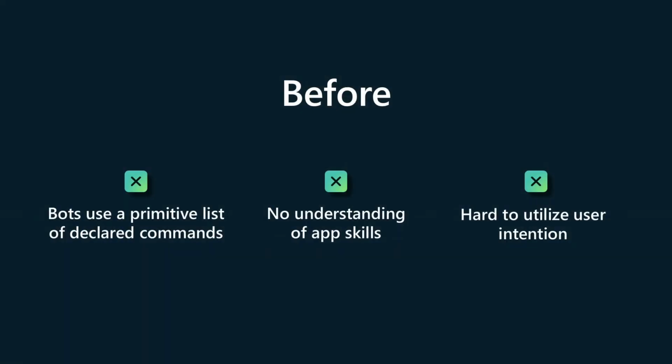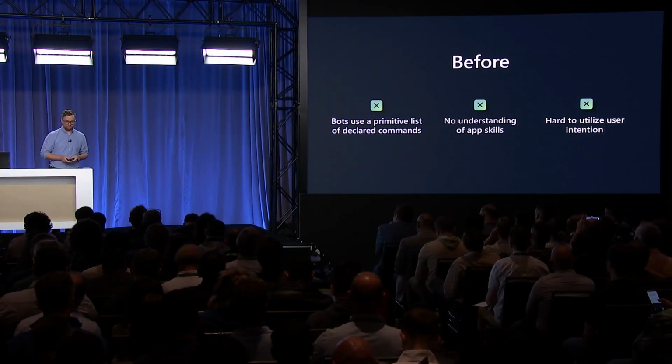Before we dig a little deeper, let's talk about how we got here. In Teams, we've had bot support right from the start. But building bots that feel natural to interact with has been a bit of a challenge. Most bots rely on a limited set of declared commands, which can feel primitive and restrictive to use. Your users have to understand these to interact with your app's skills. And unfortunately, until now, developers have had difficulties mapping user intention in their natural language to app skills. NLP has historically been complex and expensive to build.